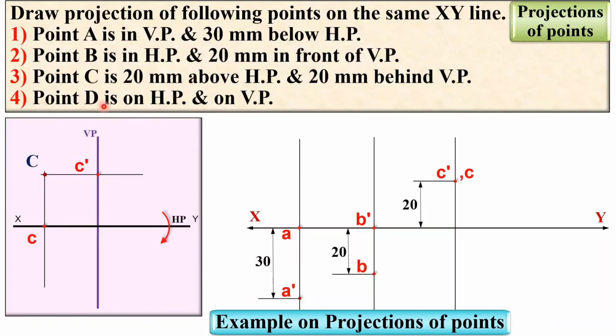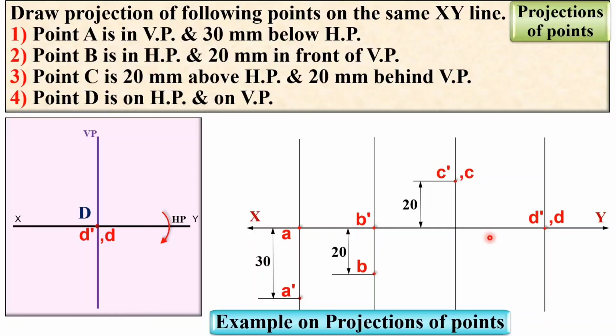Now the last one, point D is on HP and on VP. So point D is on HP as well as on VP, so it will be over here. Now if I draw the front view, then it will be on VP, over here, and that is denoted by D dash. And if I want to draw the top view, then once again it is projected on the HP and that is denoted by D. So both the points are over here. So now I can look at the projection of the point D, that is exactly on the XY line.